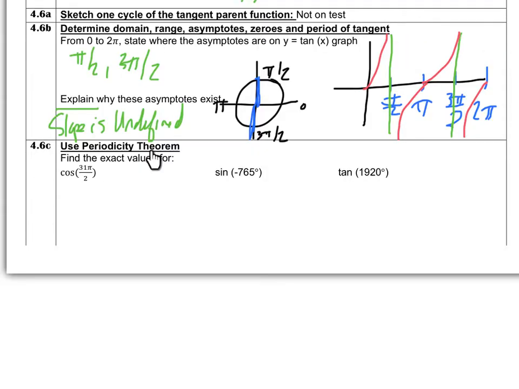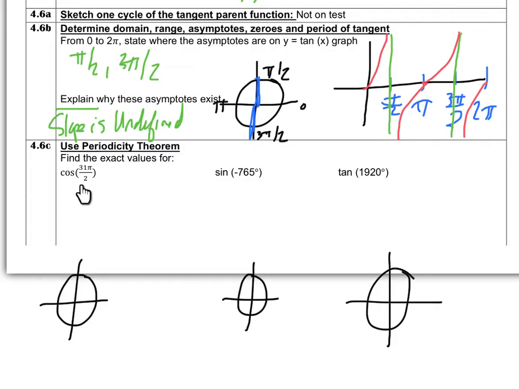4.6c wants us to use the periodicity theorem and find exact values for these. So we are going to use the exact unit circle, but the problem is these 3 values never show up on the exact unit circle. So remember, let's just do the movement and see where we end up landing. First thing I would do is make this a mixed number. So this is really going to be, what is the cosine of 31 over 2? 2 goes evenly into 31 15 times, with a remainder. So what I need to do is go to the unit circle, and I'm just going to move 15 and 1/2 of a pi.